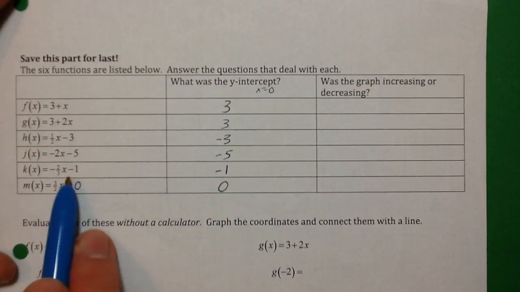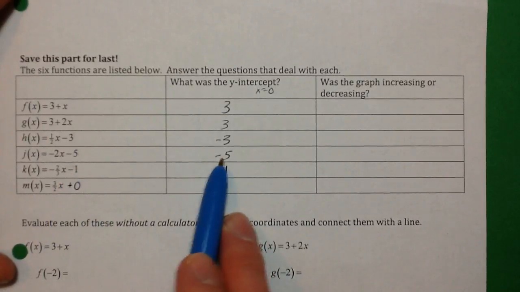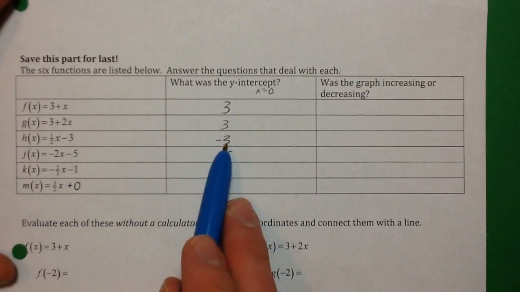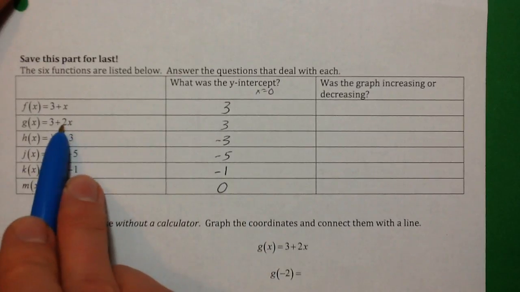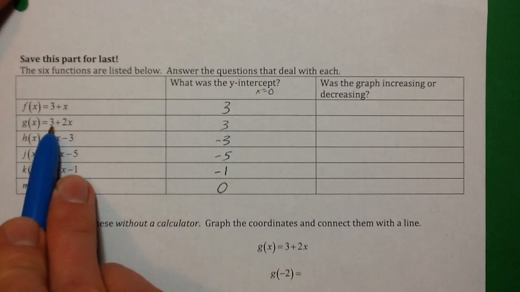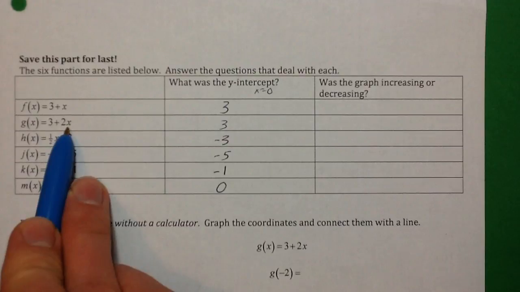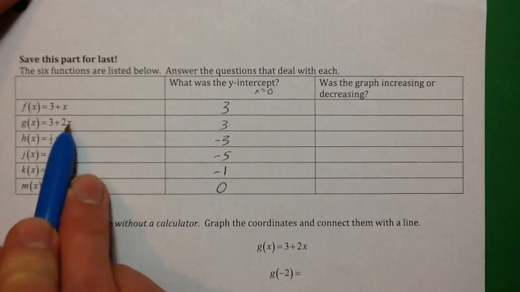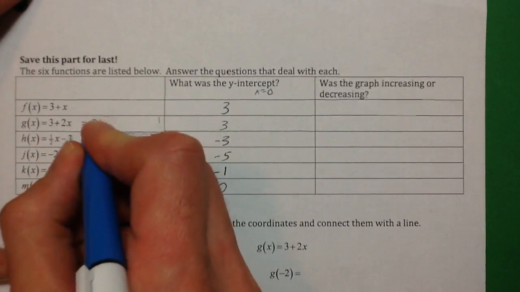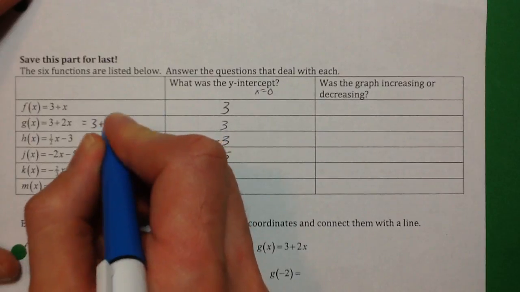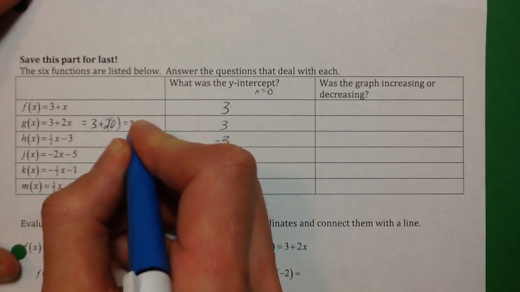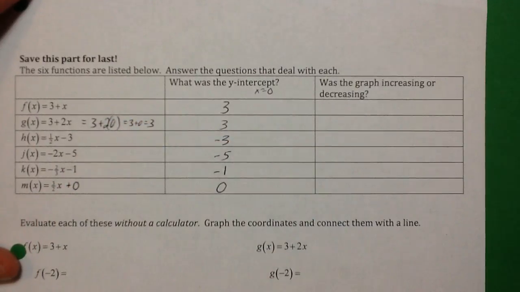So the negative 1, see, there it is. There's your negative 1. Or the negative 5, there it is. Negative 3. Now in this case it's not the 2 because it's this number. It's the number that's not with the x. Because if the x was 0, we'd have 3 plus 2 times 0. 2 times 0 is 0, so we'd have 3 plus 0, and we'd just get 3.